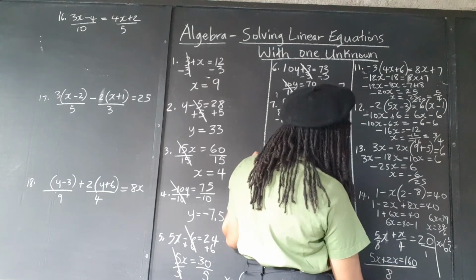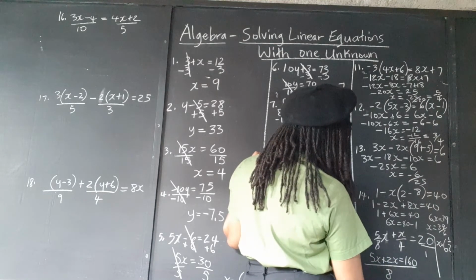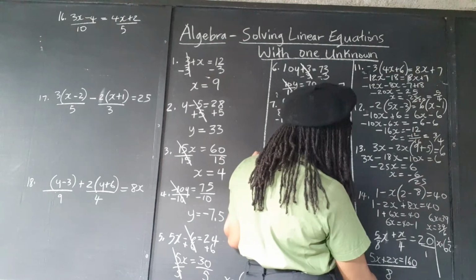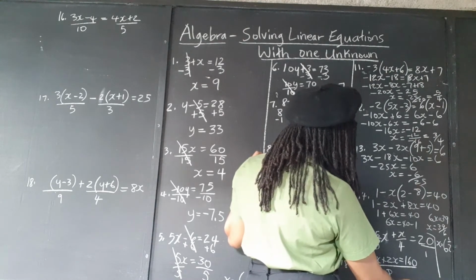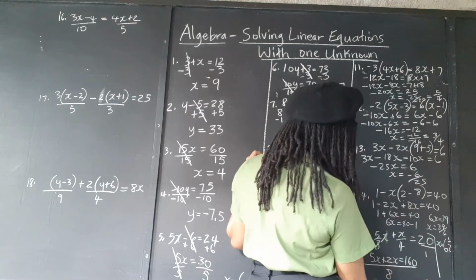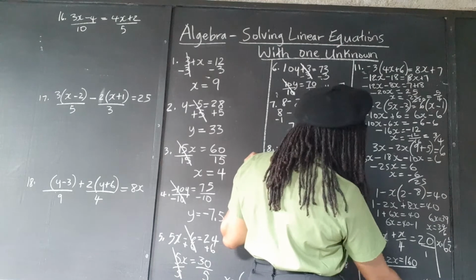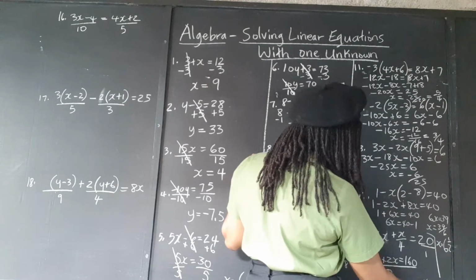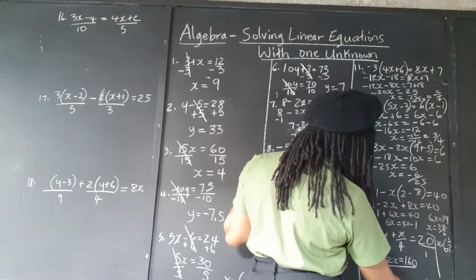So we have 5x plus 2x, 7x is equal to 160. x is 160 over 7. 7 into 16, 2 times, remainder 2. 7 into 20, 2 times, remainder 6 over 7.